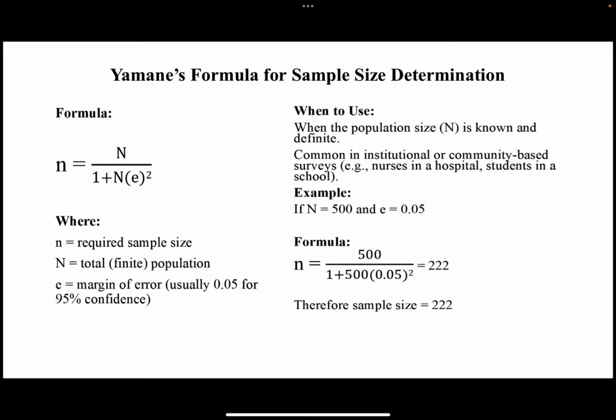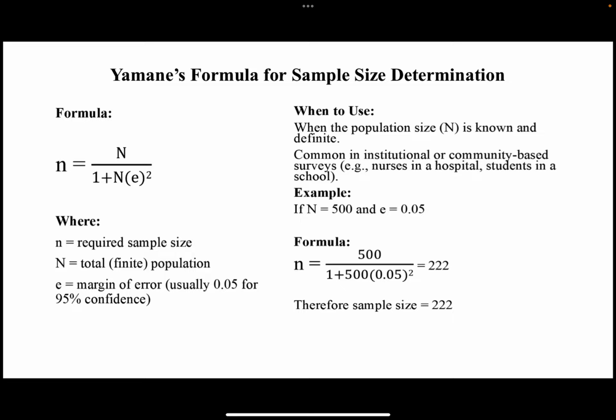Okay. Now the formula. So let's put that into the formula. So small n is equal to 500 all over 1 plus 500 into bracket 0.05, close the bracket, raise the power 2. When you compute this, that will give you 222. Therefore, the sample size is 222. Is that okay? The sample size is 222.